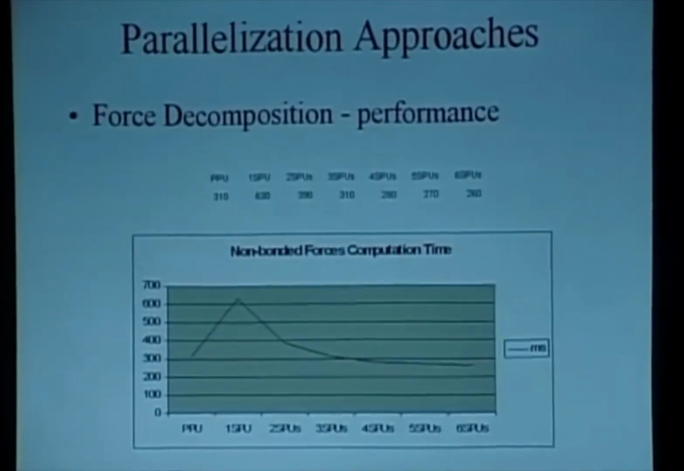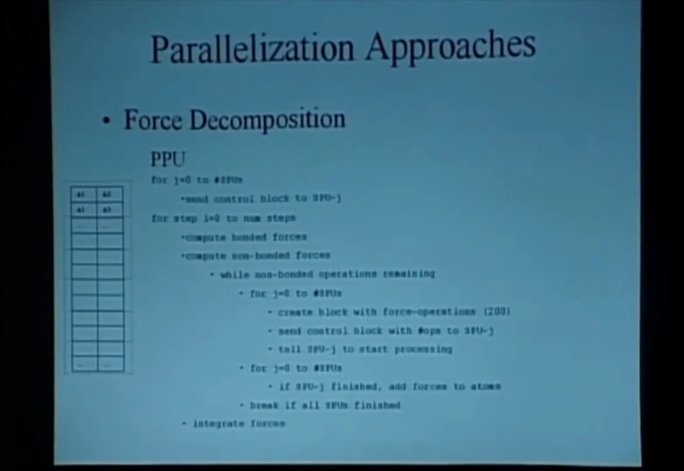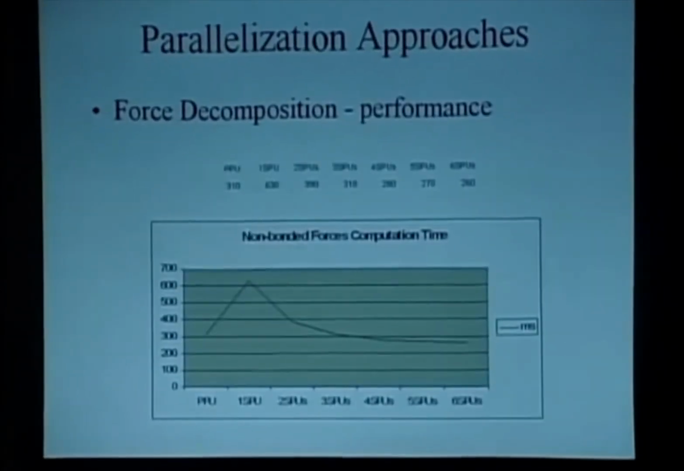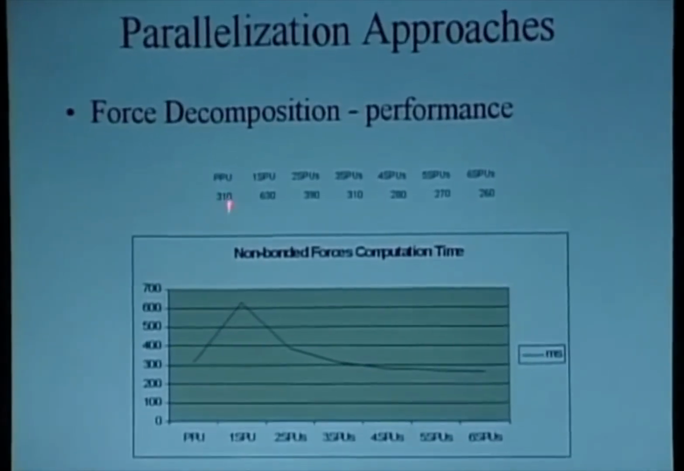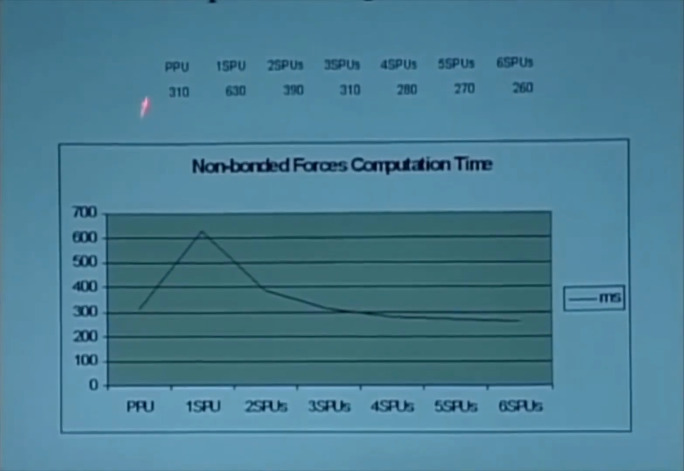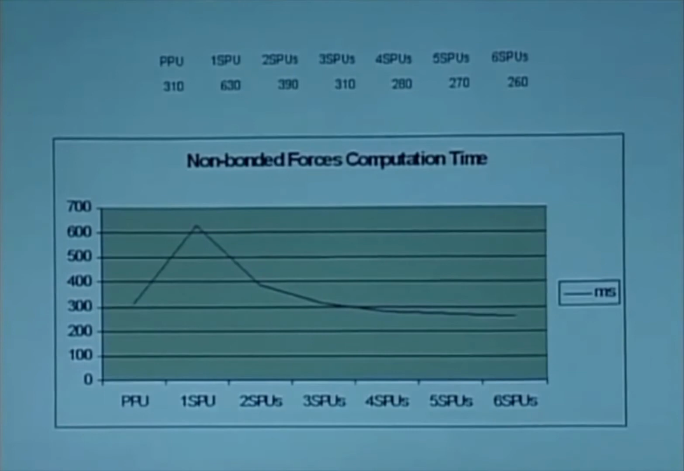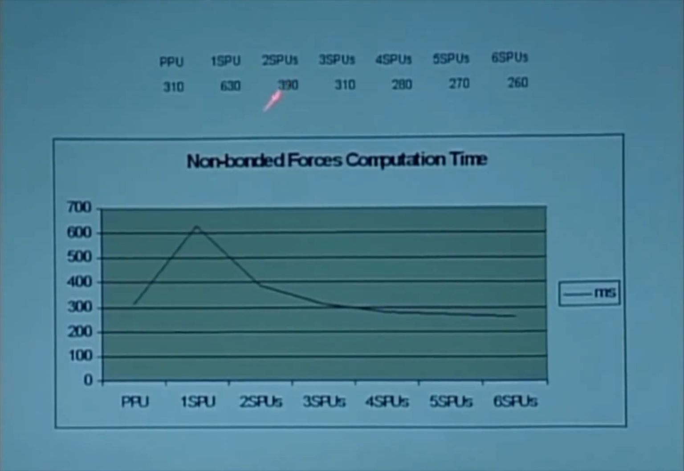So here's the timing. You might imagine that, as I said, there's a lot of communication overhead. So here's how this performs. On the PPU, the whole MD simulation per time step runs in 310 milliseconds. On one SPU, the time goes up to 630 milliseconds. So there's a lot of communication overhead here. On 2 SPUs, it goes back down to 390, and as the number of SPUs is increased, it gets lower and lower, but it's not that much better than really running it sequentially.